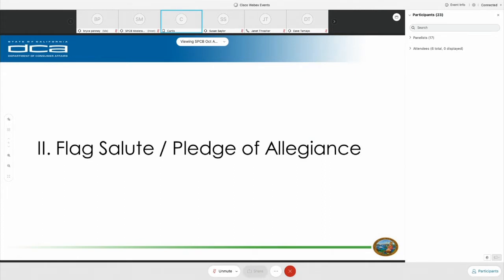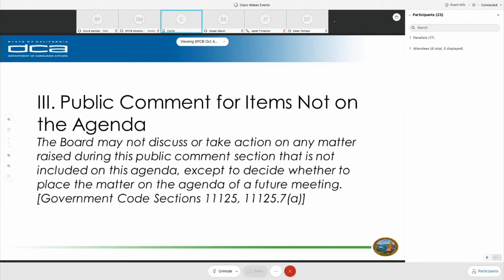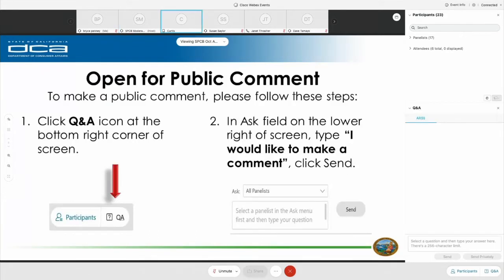Okay, at this time, is there any public comments that are not on today's agenda? All right, this is the moderator, and at the direction of the board, I will open up the Q&A panel for public comment. Members of the public, if you would like to make a public comment, please click on that icon with a question mark within a square located at the bottom right-hand corner of your WebEx screen. We currently have instructions on the screen for your reference. In the Ask field, typically in the lower right-hand corner of your WebEx screen, please type, "I would like to make a public comment," and send to all panelists. I'll now pause a moment to give the public time to access that Q&A panel and submit their request.